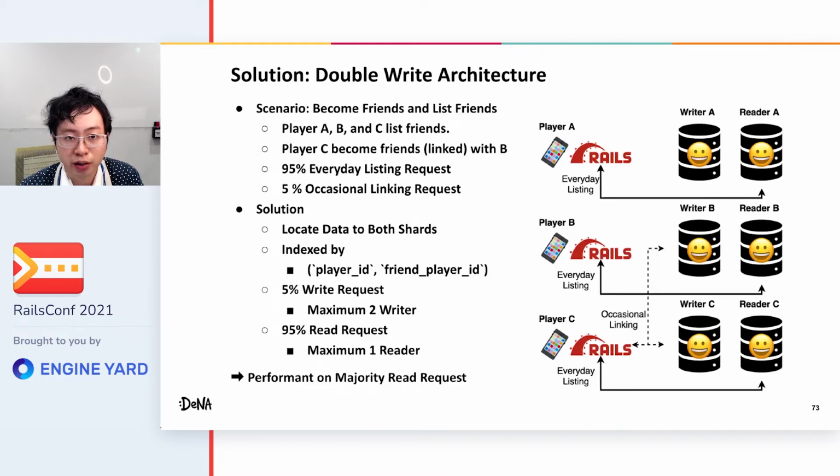The solution here is double write architecture. We locate the data to both shards indexed by player ID and friend player ID. Then 5% write requests involve a maximum of 2 writers, and 95% read requests involve only 1 reader. This is performant on majority read requests.